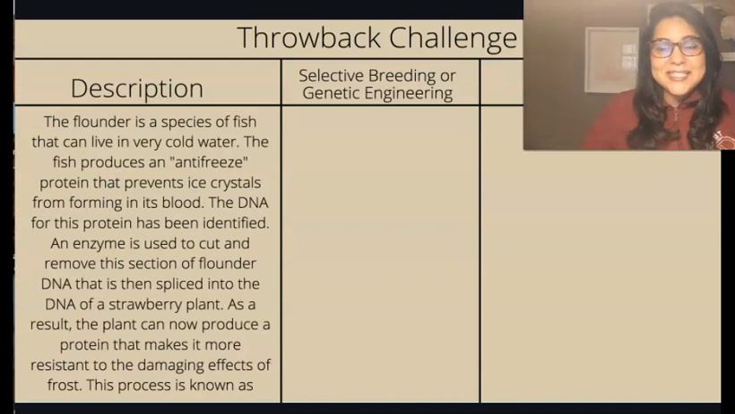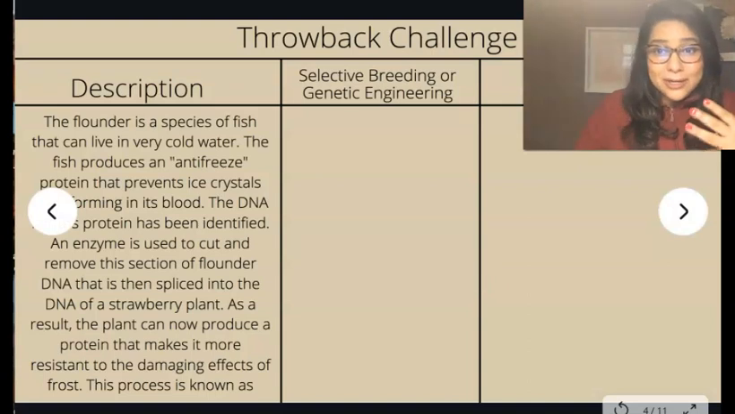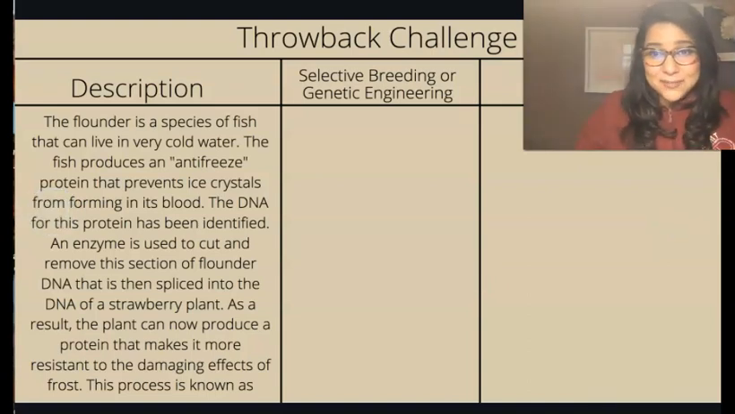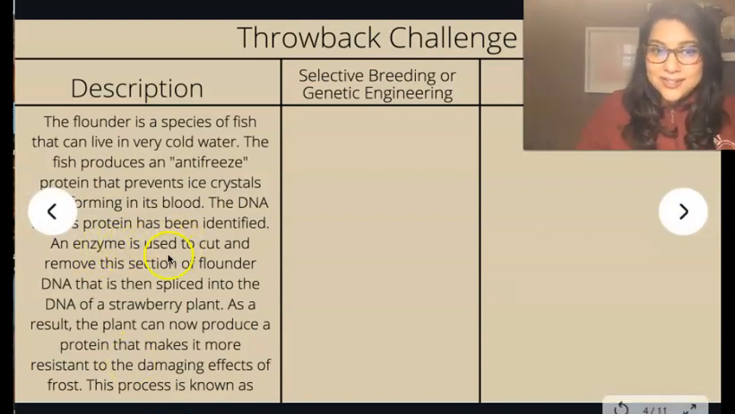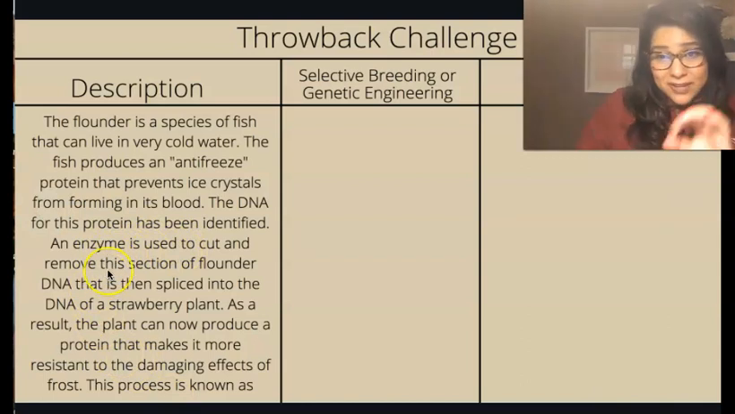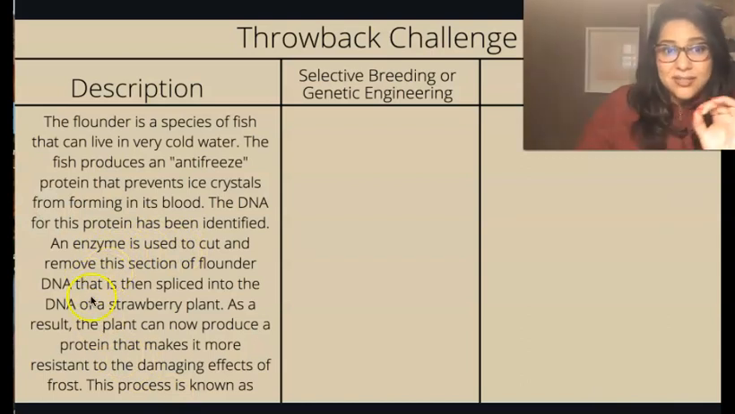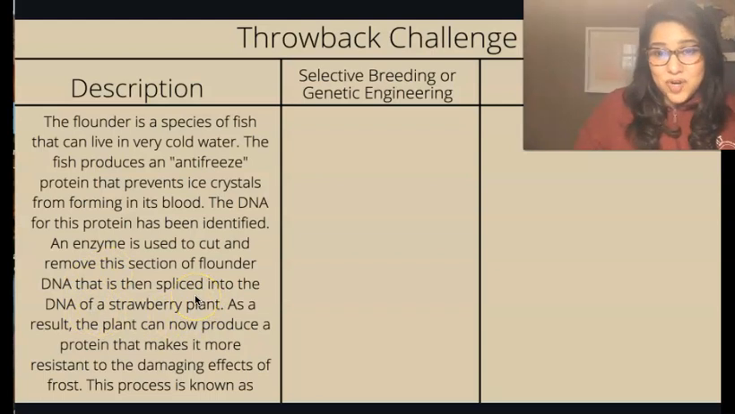All right, guys, it is the moment of truth. We're going to go over the answer. Let's see how much of last unit you remembered. So, if you selected genetic engineering, you are absolutely correct. One of the main clues that made me think right off the bat this has to be genetic engineering is that an enzyme was used to cut and remove a section of the flounder DNA, right? To then be spliced into the DNA of a strawberry plant.